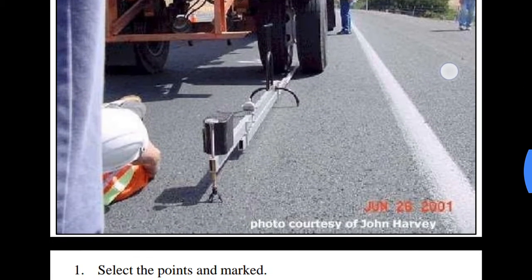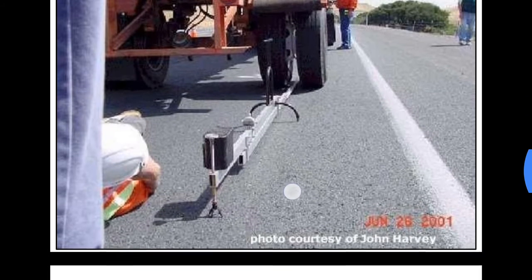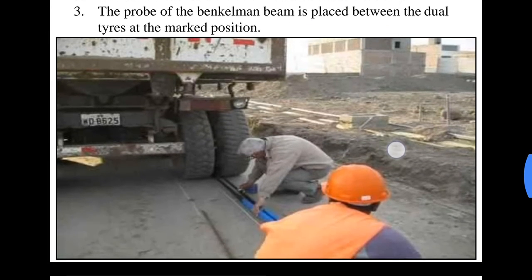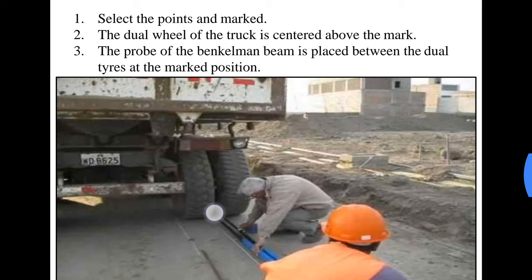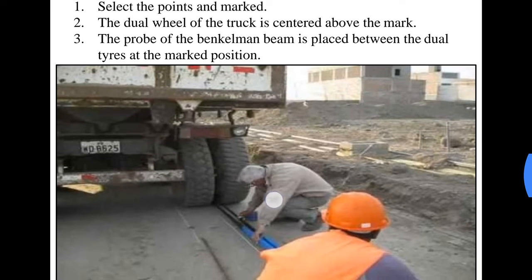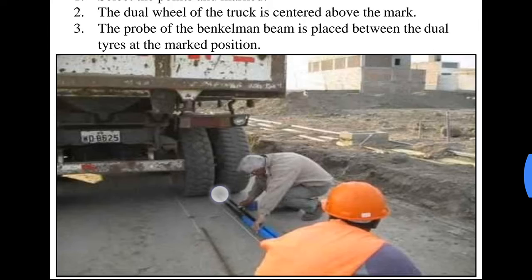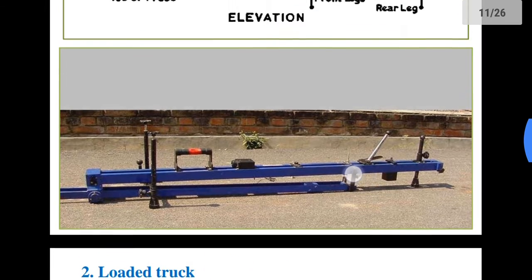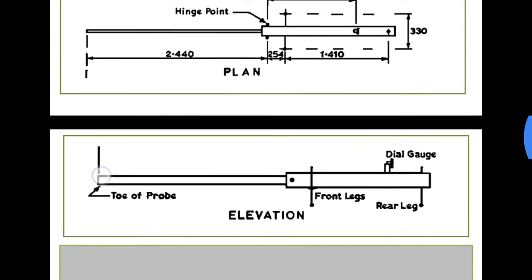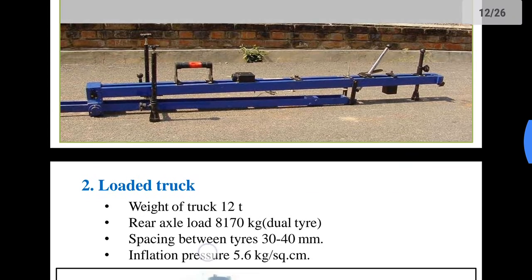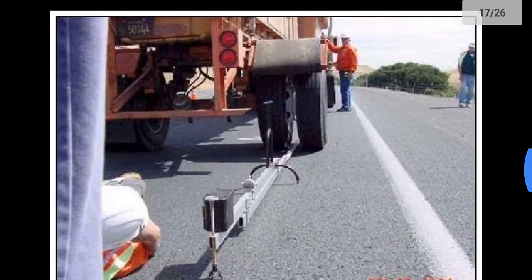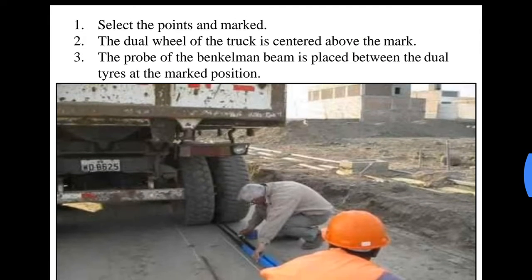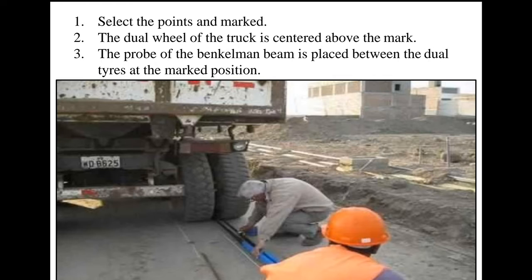So the Benkelman beam, the head or the pivot is being placed in between the dual wheel assembly. The probe is being placed in between the tires. The probe end, the toe of the probe, is being placed at the center of the dual wheel assembly. Select the points and mark the points.